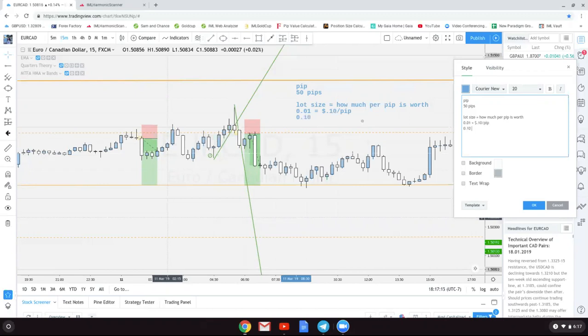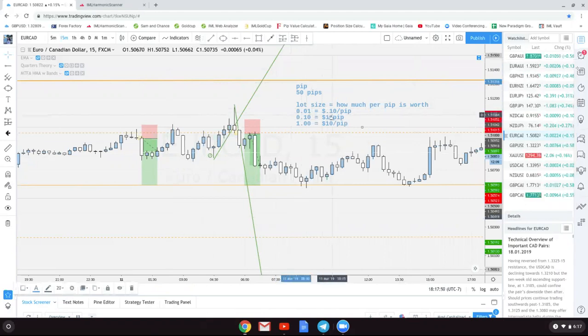0.10 lot size is $1, I believe. I gotta go back and study some more myself. I'm still a student, by the way. Disclaimer: I'm not a professional Forex trader. I'm just showing you guys the basics for what I know. And then standard lot size 1.00 is $10 per pip. So, does this make sense so far, guys?